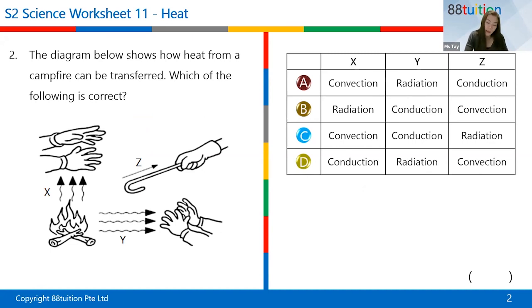You're supposed to identify how heat from a campfire can be transferred, right? If you look at this very carefully, look at the diagram. None of you got this wrong also. I think it's pretty clear cut. So when this part of the bar, let's say it's a metal bar, is heated, the heat can be moved along the bar by conduction. This one, no problem, right?